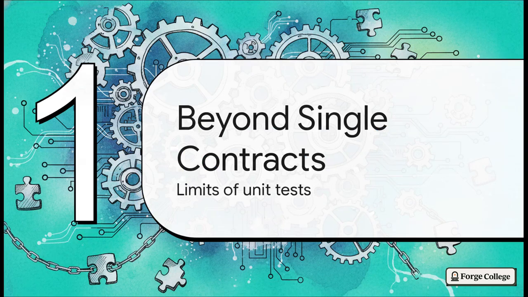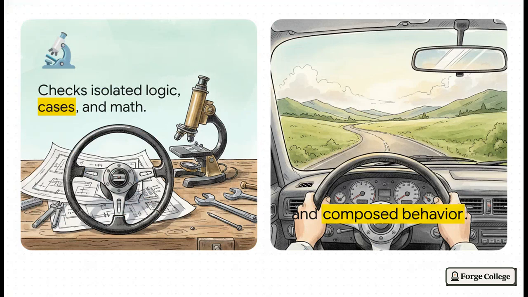Beyond single smart contracts, the limits of unit tests. Okay, so unit testing is absolutely essential, no doubt about it. But it's basically like verifying that a steering wheel successfully turns left and right while it's just sitting there safely on your workbench. Integration testing, on the other hand, ensures the car doesn't violently explode when you actually install that steering wheel and try to merge onto the highway. So unit tests check your internal math, while integration tests check reality.